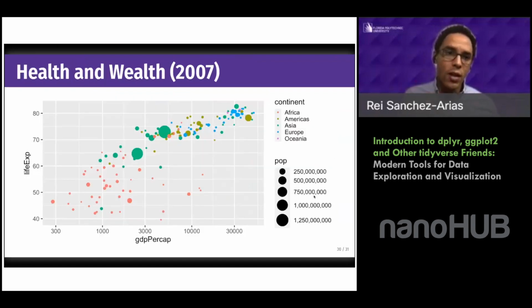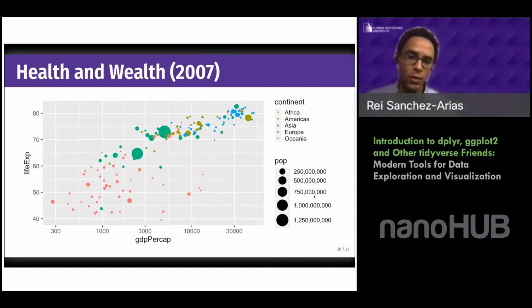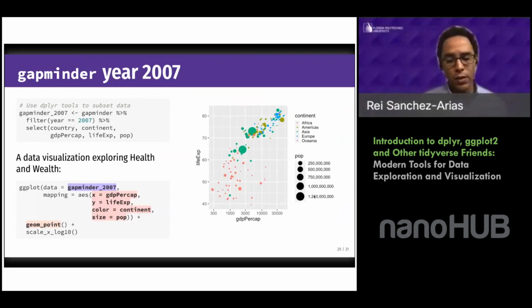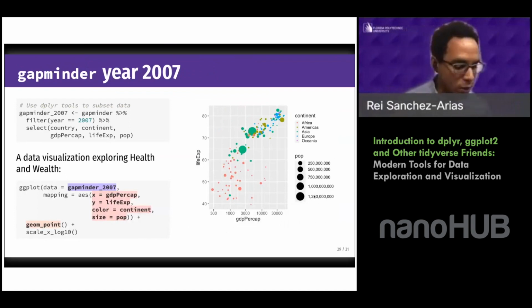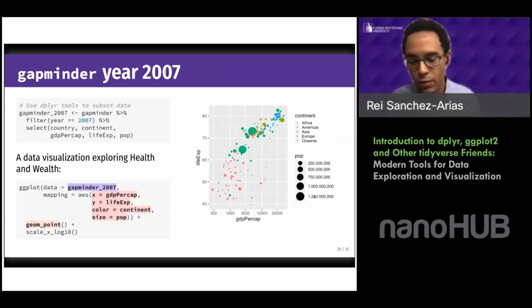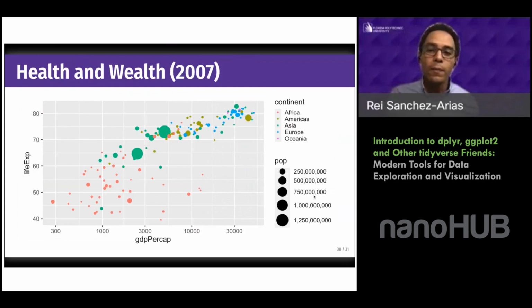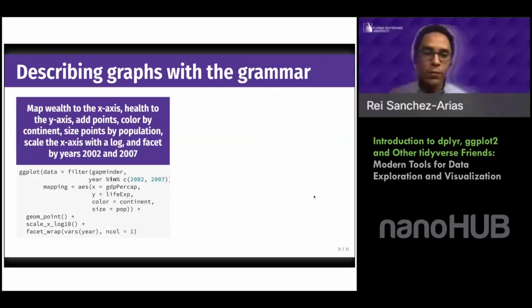So this is how health and wealth will look for 2007 based on the Gapminder dataset. This is a bigger version of that. By the way, if you're doing this in R, you can save every single plot as a PNG, JPEG, TIFF, PDF, and several other formats. So they're really ready for publication and really high quality. And this is the final slide on this.